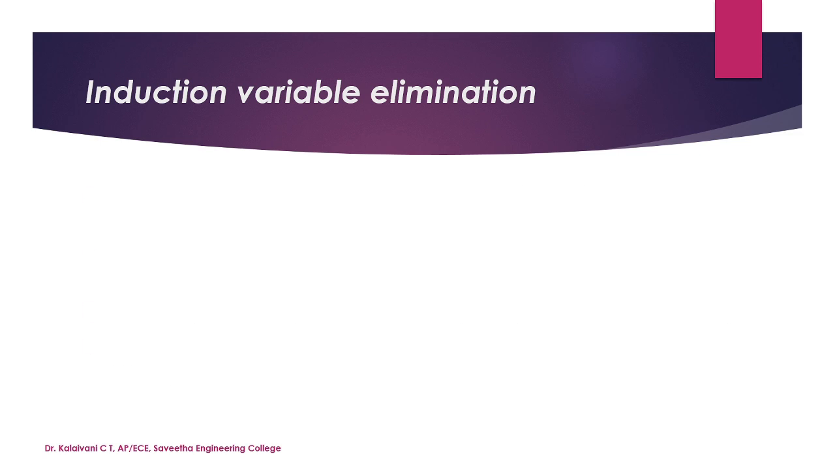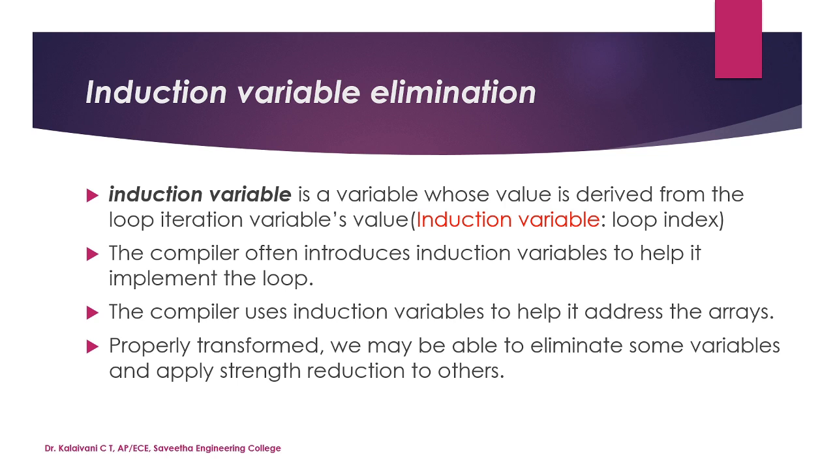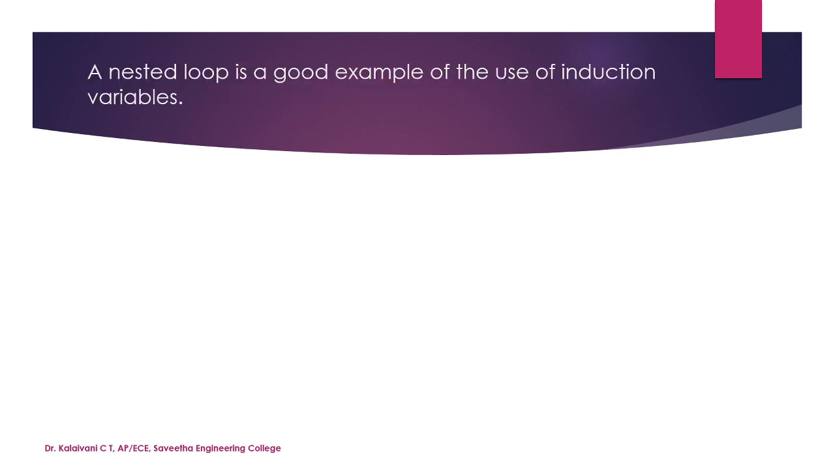Induction variable elimination means a variable whose value is derived from the loop iteration value. So how to derive a value from the loop iteration? It's normally called the loop index. It is performed by the compiler. Often the compiler uses the induction variable when it generates the code. The compiler uses the induction variable to address the array. And we can see how we can intervene inside the compiler code and do the elimination.